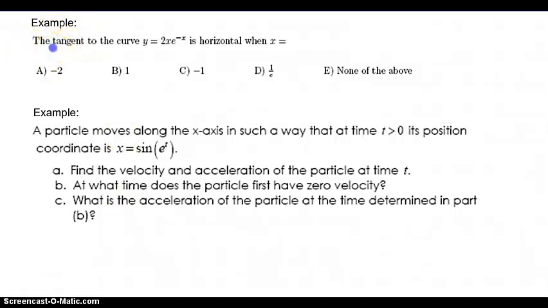The tangent to the curve. When we read tangent, we think derivative. The tangent to the curve y equals 2x times e to the negative x is horizontal when x equals what? So this is a way of saying the derivative equals 0, right? The tangent to the curve is horizontal. So turning that into mathematics, that says the derivative equals 0. So let's find the derivative. Let's find y prime. Now y is a product.